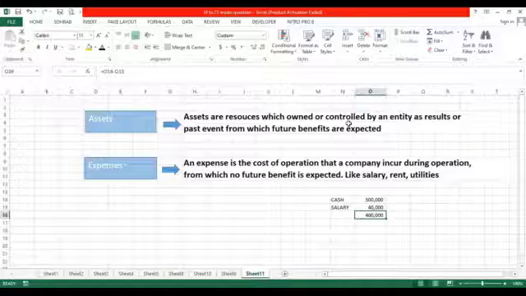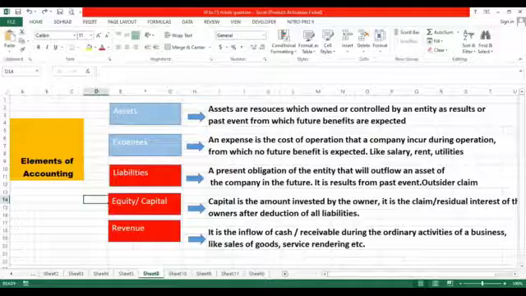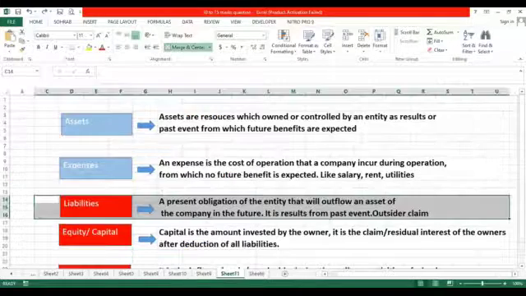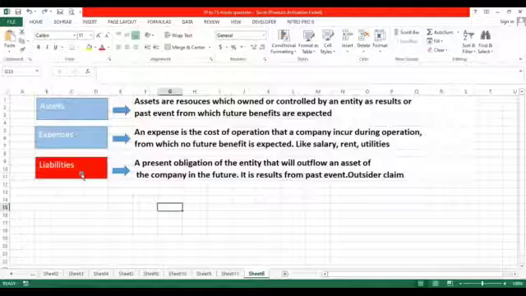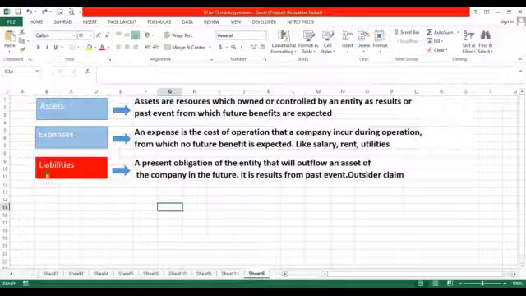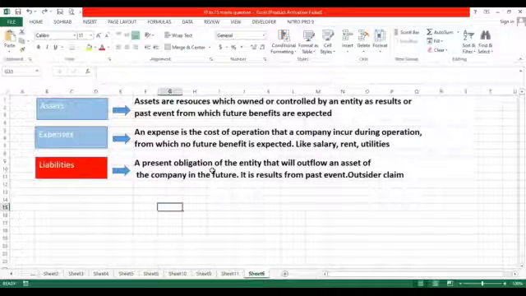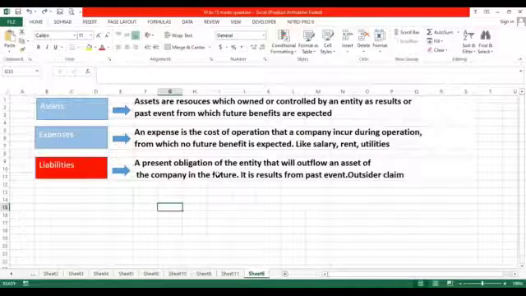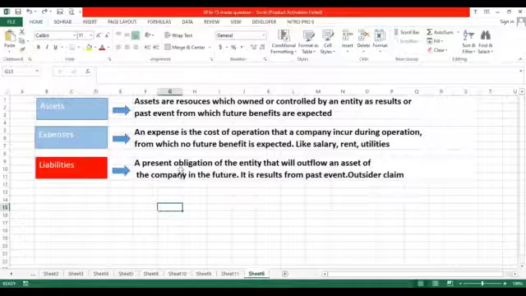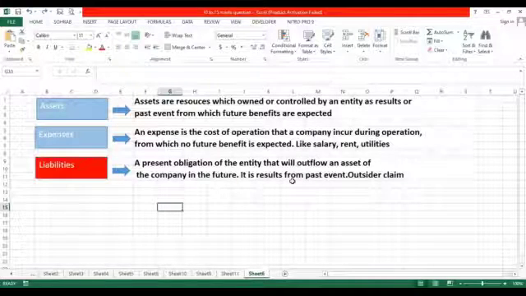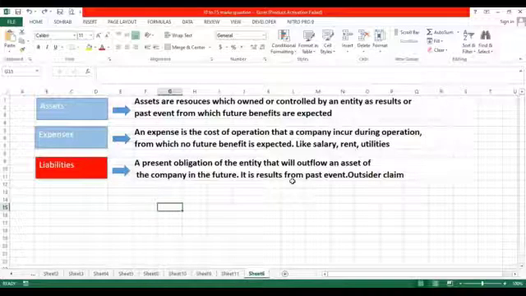So guys, let's discuss another element of accounting, that is liability. What is liability and how is it generated? Liability is a present obligation of the company that will outflow an asset of the company in the future, and it results from a past event. So what do we know about liability? Liability is a present obligation. For example, in the past, if I purchased goods on credit, or if I took a loan from the bank, such events have created liability.